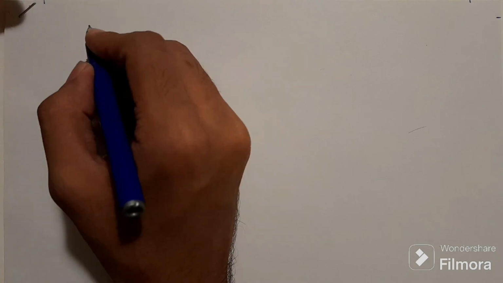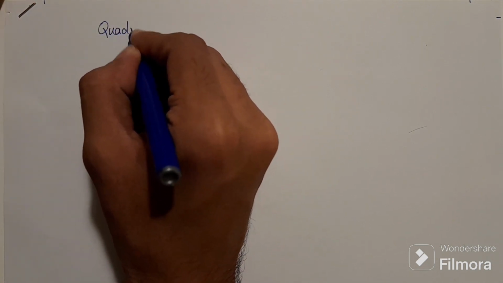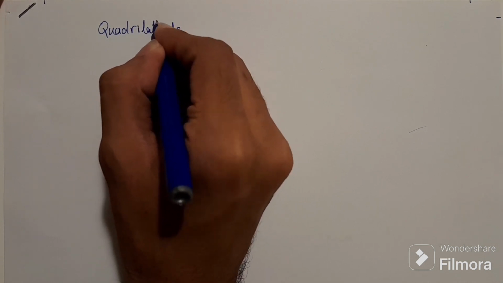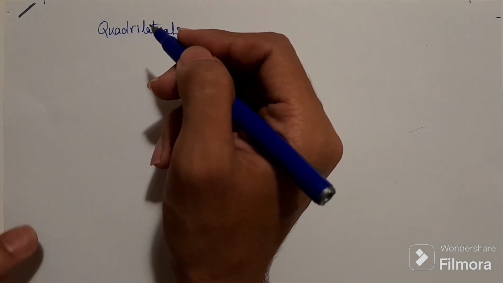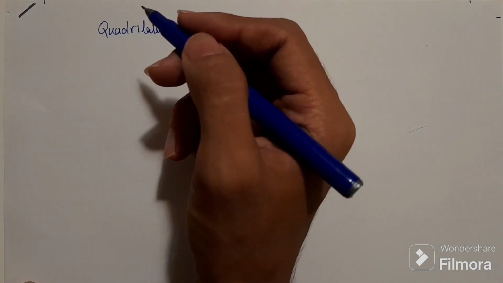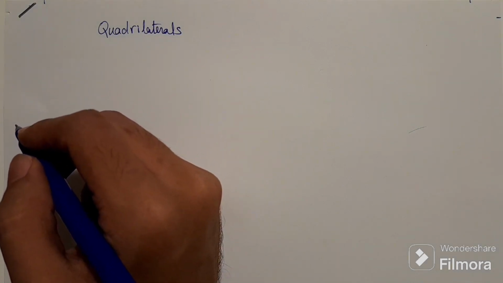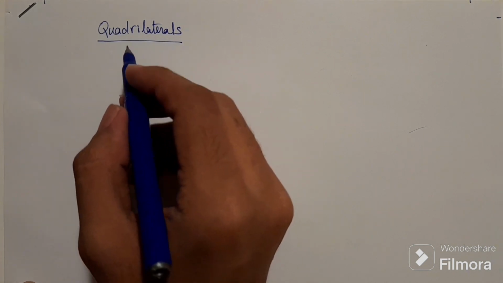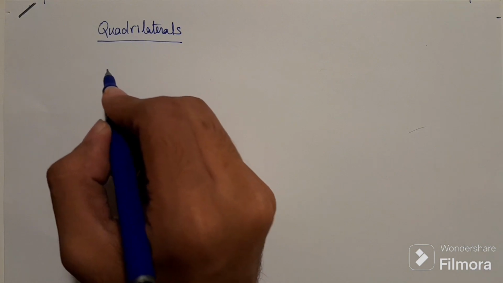So today I'll be explaining quadrilaterals. So basically, what is a quadrilateral? Quadrilaterals are plane shapes with four sides and four interior angles, and they have names according to the types of shapes that are drawn. A quadrilateral has different types of shapes, and the first one is the rectangle.